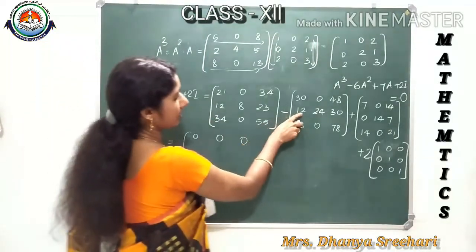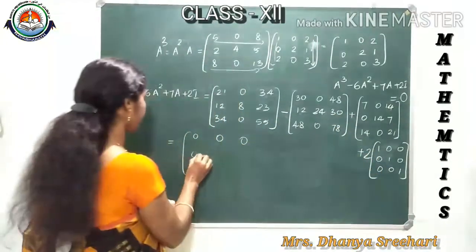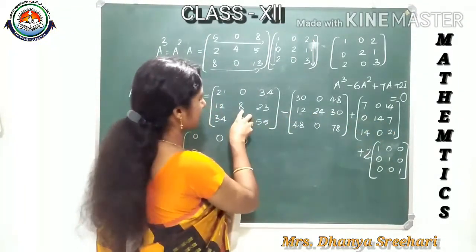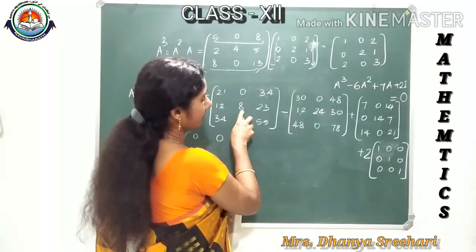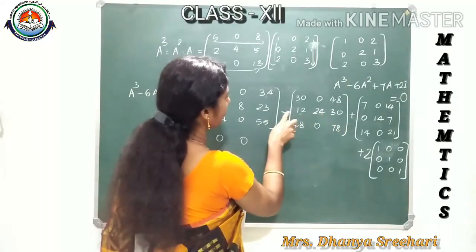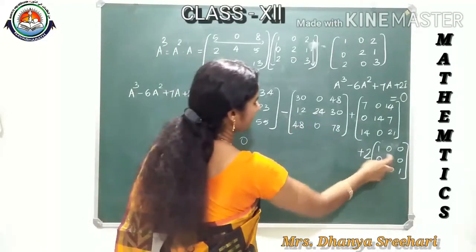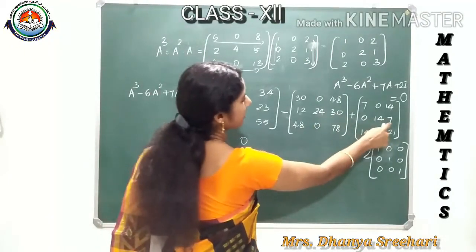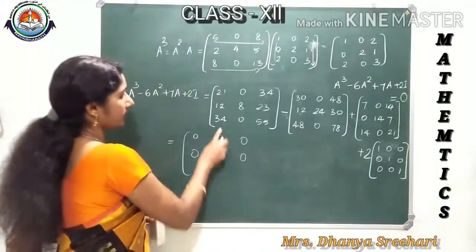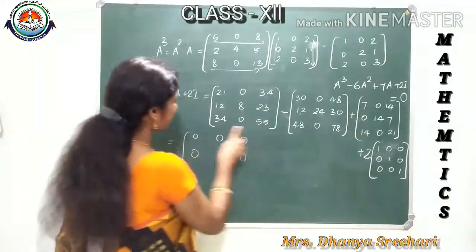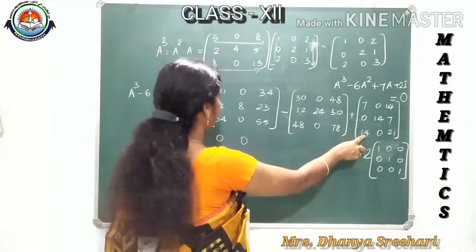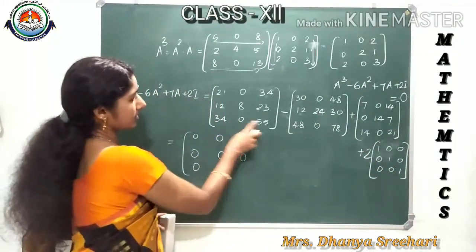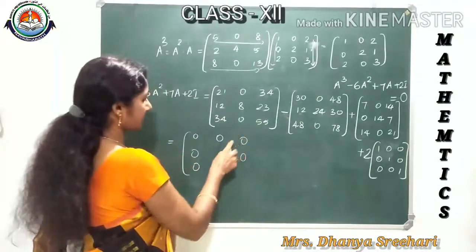Then 12 minus 12, 0 plus 0, 0 plus 0, we are getting 0. 8 minus 24 plus 14. 14 plus 8, 22. 22 minus 24 is minus 2. Minus 2 plus 2 is 0. 23 minus 30, minus 7. Minus 7 plus 7, we are getting it as 0. 34 minus 48 plus 14. See, 34 plus 14 is 48. 48 minus 48, 0 plus 0, 0. We are getting here 0. 0 minus 0 minus 0, we are getting third element, next element 0.